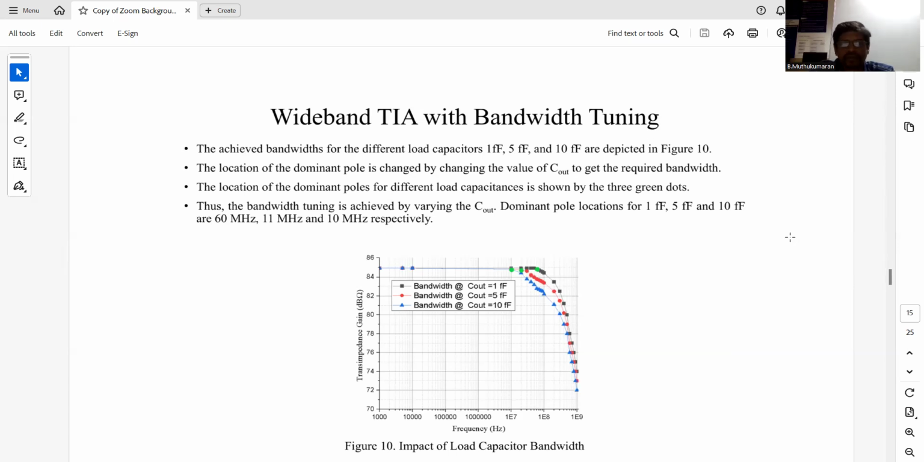The location of the dominant pole is changed by changing the capacitance value, C out, to get the required bandwidth. The location of the dominant poles for different load capacitances is shown by the 3 green dots. When the bandwidth tuning is achieved by varying C out, the dominant pole locations for 1 femtofarad, 5 femtofarad, and 10 femtofarad are given by 60 megahertz, 11 megahertz, and 10 megahertz respectively. So this illustrates the impact of load capacitance on bandwidth.